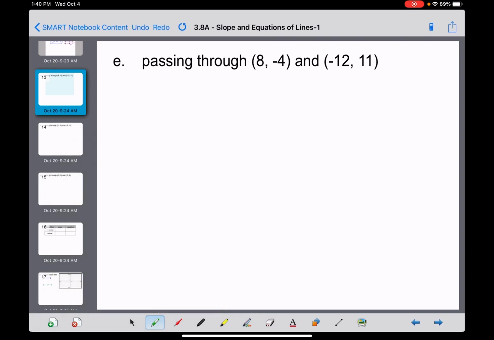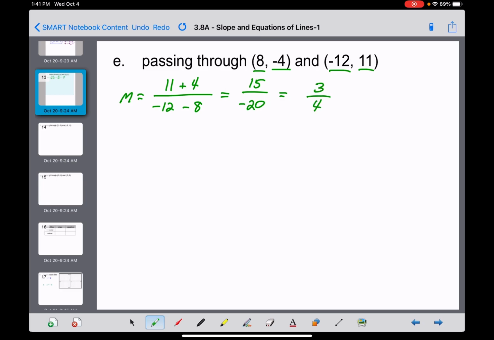Okay, so the first thing we need to do here is find our slope. Y sub 2 is going to be 11 minus negative 4. That becomes a plus 4. X sub 2 is going to be negative 12 minus that first x value of 8. Let's see what that does for us. 11 plus 4 is 15. Negative 12 minus 8 is negative 20. We can divide a 5 out from both of these numbers and get 3/4. And even though my negative is currently in the denominator, I like it better in the numerator, so I'm going to put it right there.